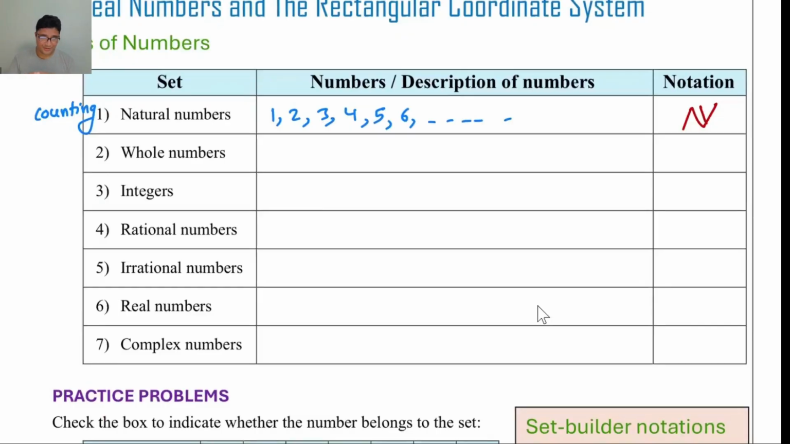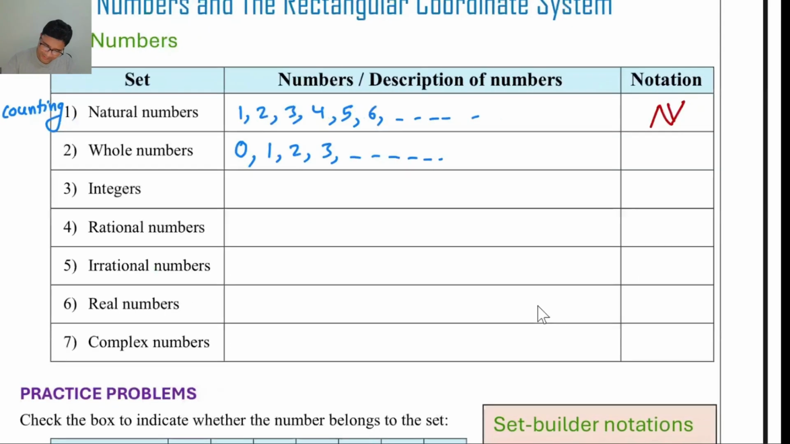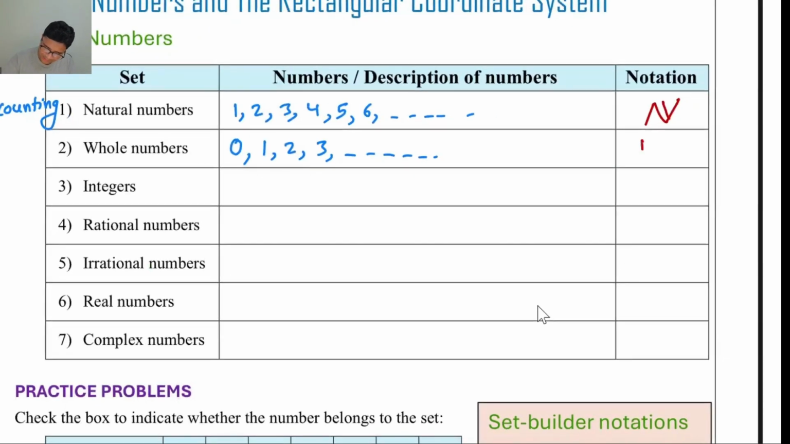Then whole numbers. Now we started with counting. When the civilization began, if let's say you're a farmer and you had some cattle, you have 1, 2, 3 cattle, right? What if you don't have any cattle? Then you would need to represent that by the number 0. And with that, you include the natural numbers. That will be called whole numbers. Just the extra 0. And the letter used for whole numbers normally is W.